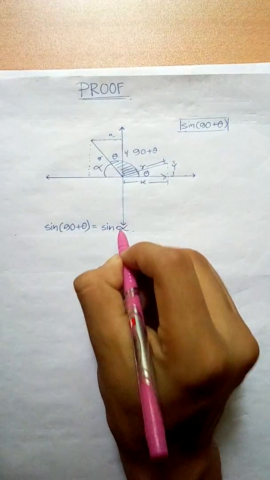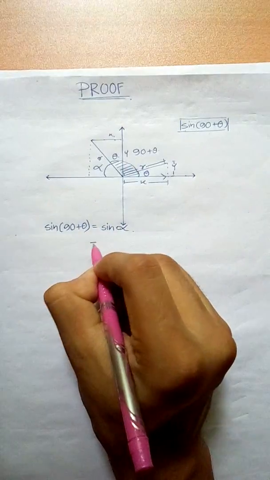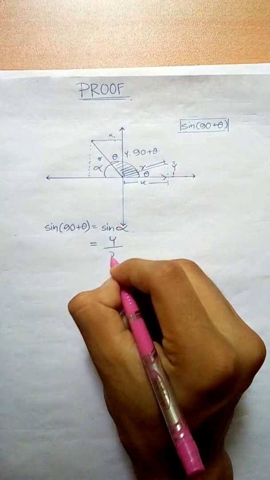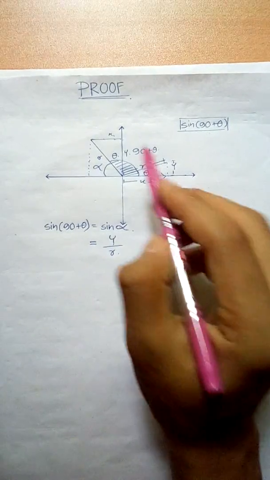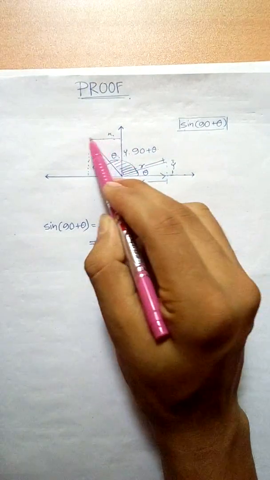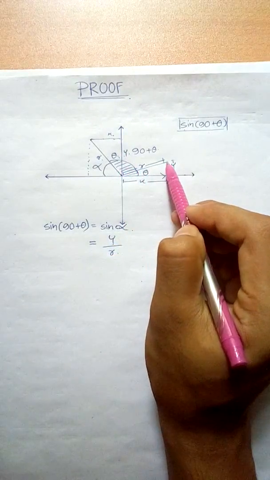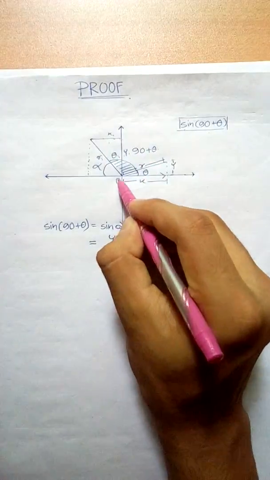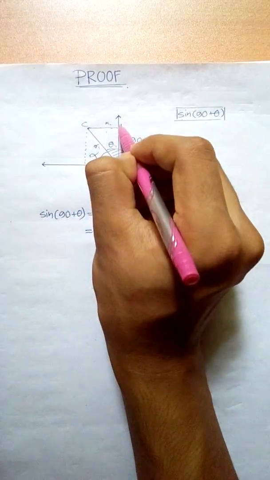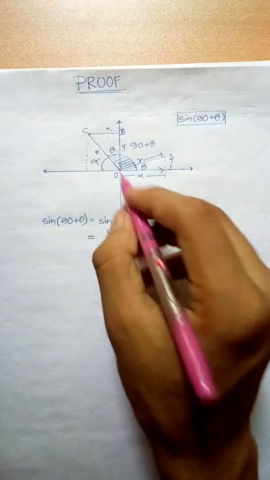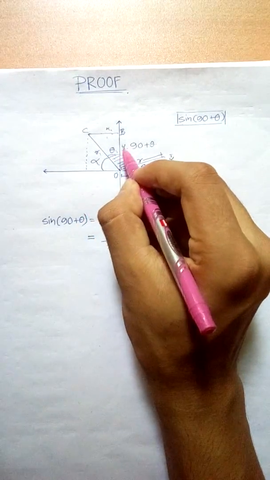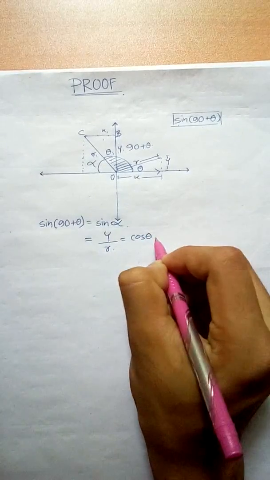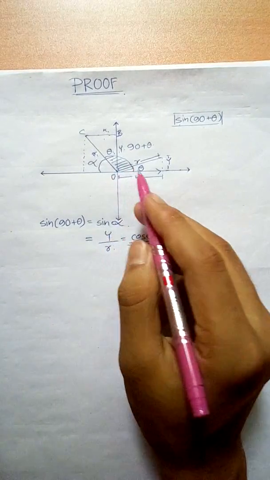Here, what is the value of sine phi? Sine phi is equal to y by this r. Okay, and what is the value of y by r in this triangle? Since these two triangles are similar and also congruent, what is y by r in this triangle OCB? Okay, y by r is equal to cos of theta, which is positive. Okay, it will be positive here.